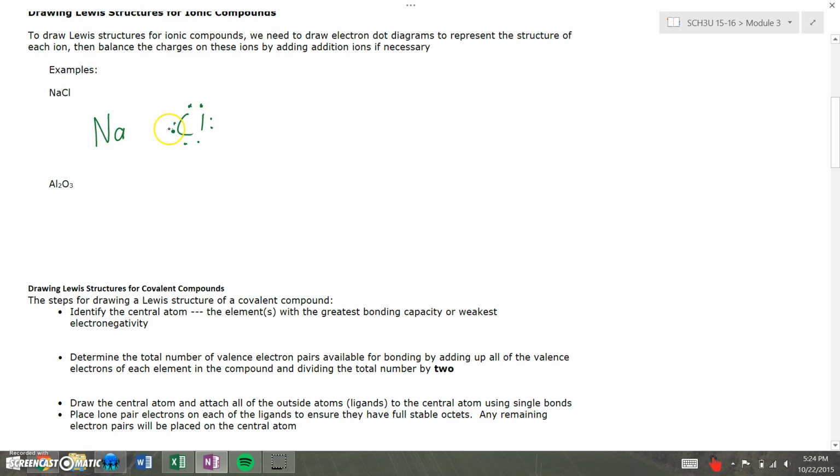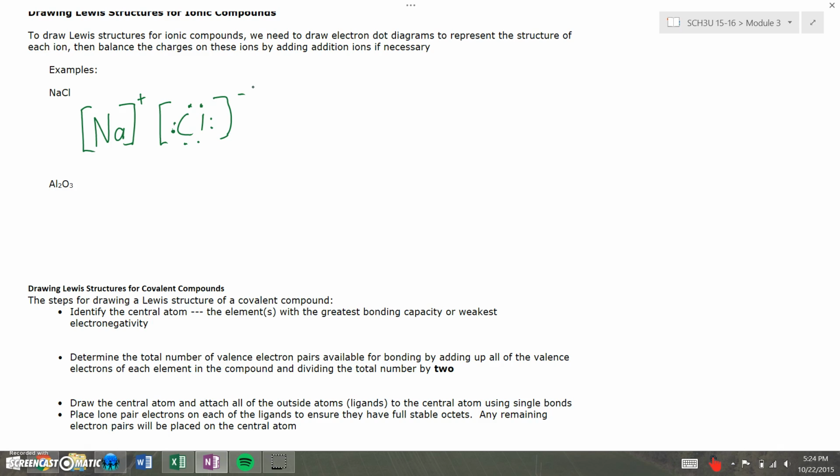Now an electron has been donated, so now looking at sodium, it should have 1 more proton than electrons, making it positive. So we're going to illustrate that by using square brackets and just putting a positive charge outside the bracket. Same thing with chlorine. Now it has an extra negative charge, having added an electron, and so we're going to put the square brackets and a negative charge on chlorine. That's your Lewis dot diagram for an ionic compound.